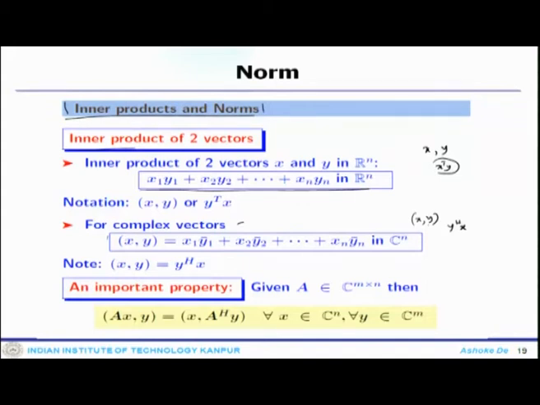A property which is very important is that for A which belongs to the complex m by n system, that means m rows and n columns, the inner product of Ax and y would be x with A Hermitian y. That is how the product can be defined for all x which belongs to Cn, for all y which belongs to Cm. So, A is an m by n system.